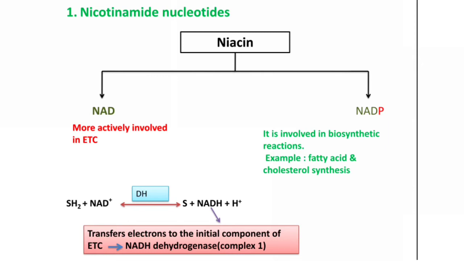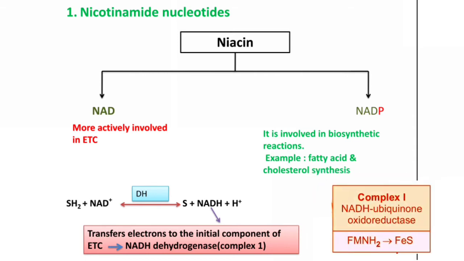So this NAD plus is converted to NADH by dehydrogenases by transferring a pair of electrons from the substrate. So when a pair of electrons is transferred to NAD plus from the substrate, NAD plus is converted into NADH, and these reactions are catalyzed by dehydrogenases. NADH transfers its electrons to the initial component of the electron transport chain, that is NADH dehydrogenase. It is a large protein complex.